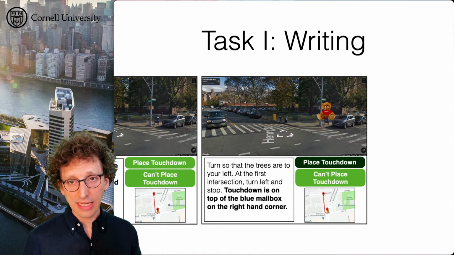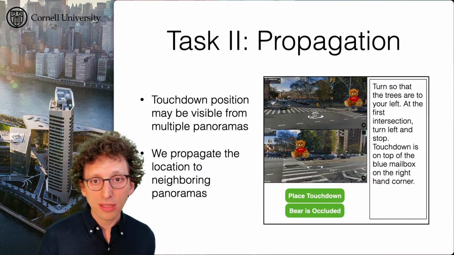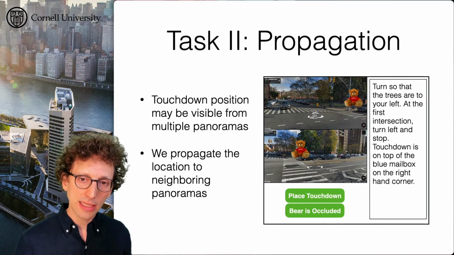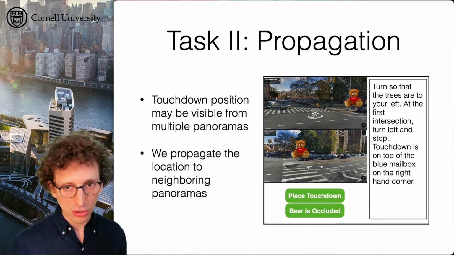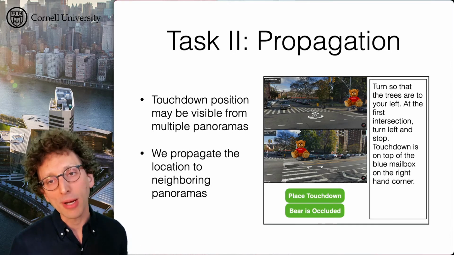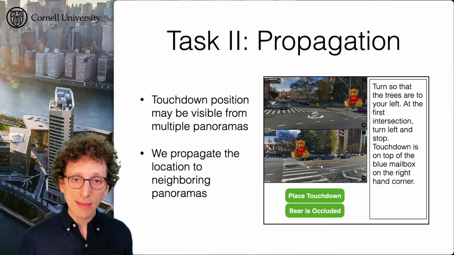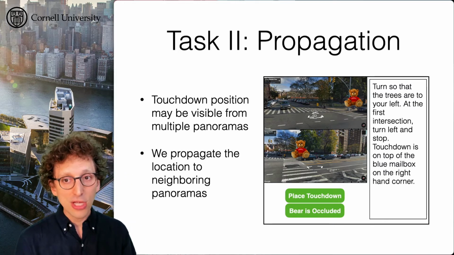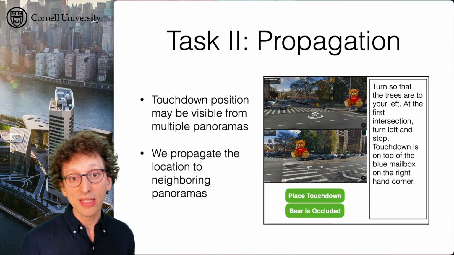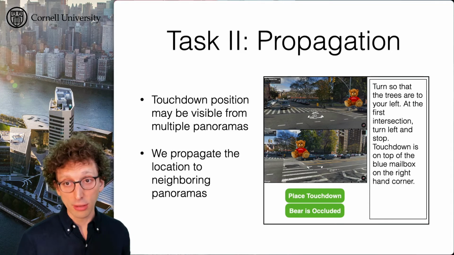Once we complete the writing task, the second task is propagation. So we want to allow some slack in what is the correct navigation goal, because the instructions are often ambiguous with regard to a specific panorama. So what we do is we propagate the location of touchdown to neighboring panoramas from which the location of the teddy bear is not occluded, so it's visible.